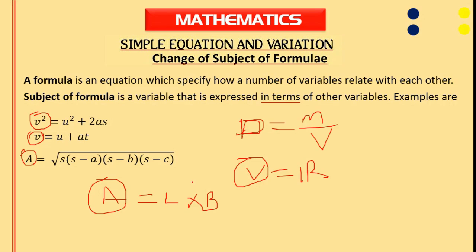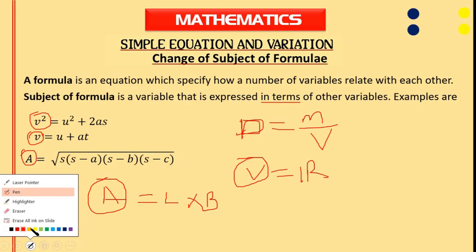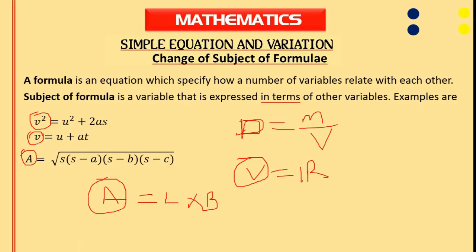Now, by subject of formula, even though V is the subject of the formula in this place, you can decide to make A the subject of the formula. You can decide to make T the subject of the formula. You can decide to make U the subject of the formula. Those are the simple things we will be checking out in the next few minutes.